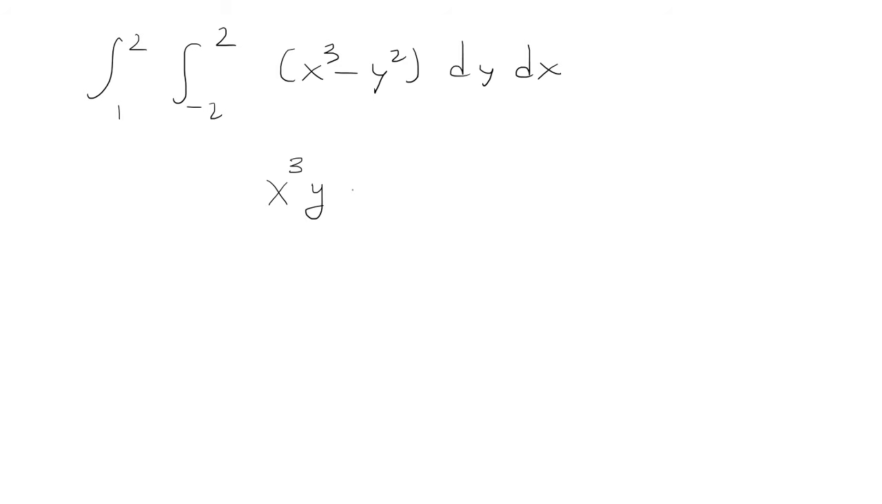Evaluate the double integral from 1 to 2, from negative 2 to 2 of x cubed minus y squared dy dx. Because we're integrating with respect to y, we're going to treat x as a constant. So we'll put a y next to it. And then the antiderivative of y squared is y cubed over 3. And we're evaluating it from negative 2 to 2.